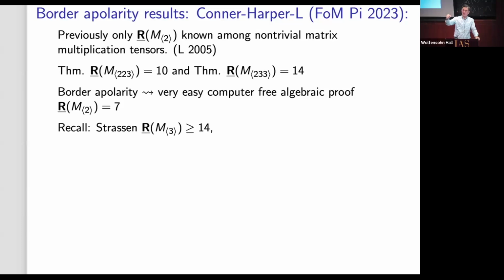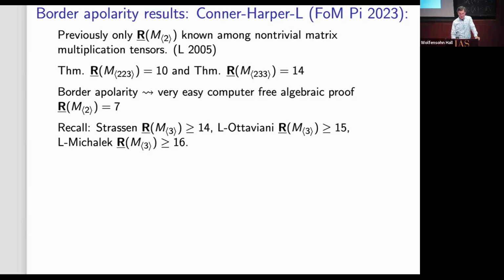And now let's go to 3x3 matrix multiplication. So Strassen proved 14. With Ottaviani, we proved 15. With Mateusz, we proved at least 16. And we got one more. So again, it's a little embarrassing. We got all this new fancy machinery, and it only took us one step further. By the way, the known upper bound is 20.